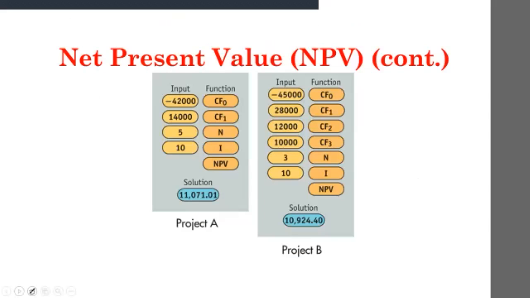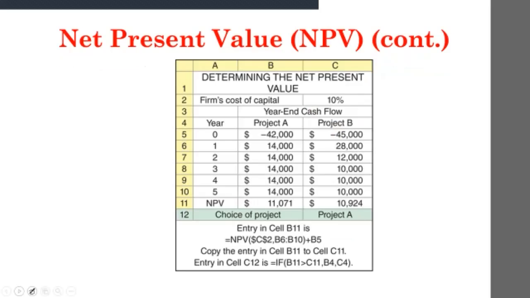Using our calculator, well, the online calculator won't be able to do this, but if you have a finance calculator, it shows you the functions to use to calculate the net present value. So the net present value for project A is 11,000, and for project B, the net present value is 10,924. Now you can do it in Excel. So let me demonstrate how we do it in Excel.